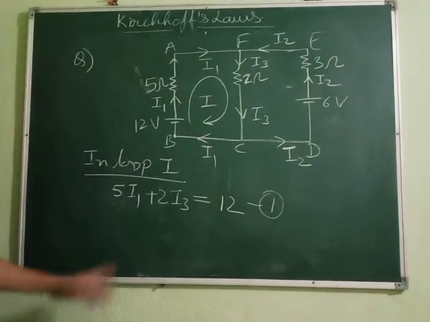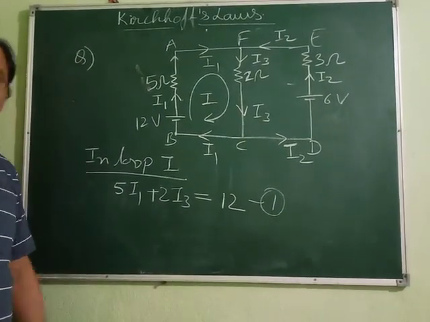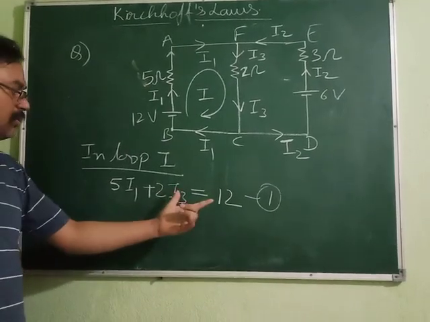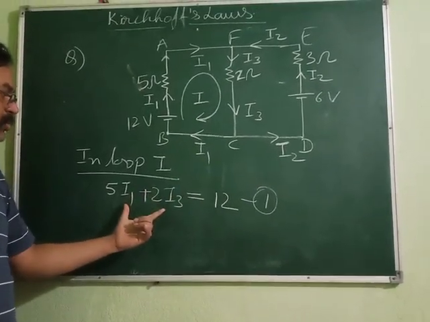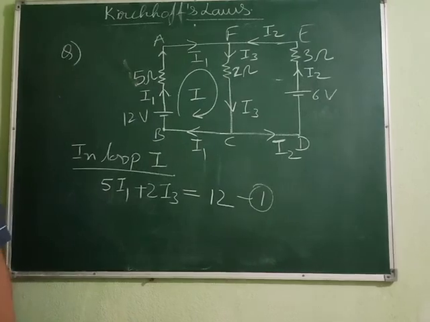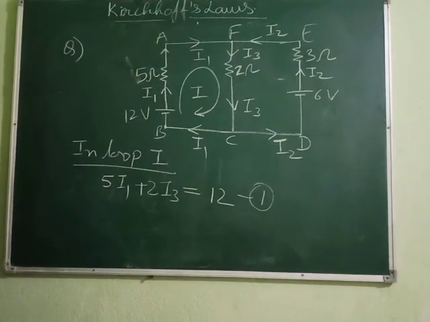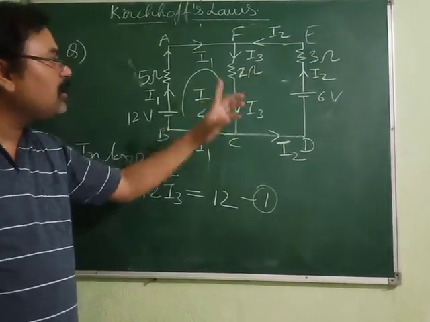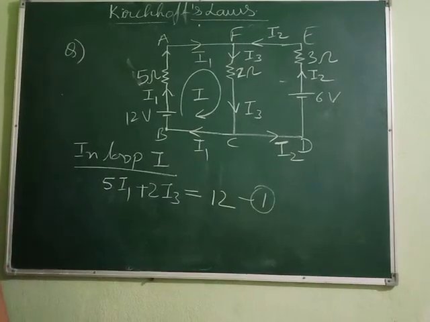Now, can you find out from here the value of I1 and I3? No, because there are two unknowns and only one equation. For two unknowns we require at least two equations, but in total there are three unknowns, so we require three equations.